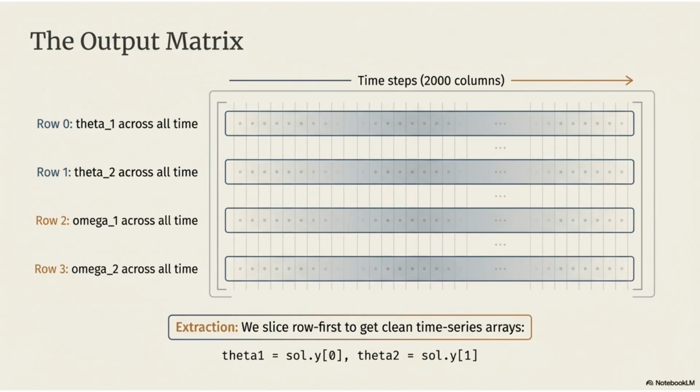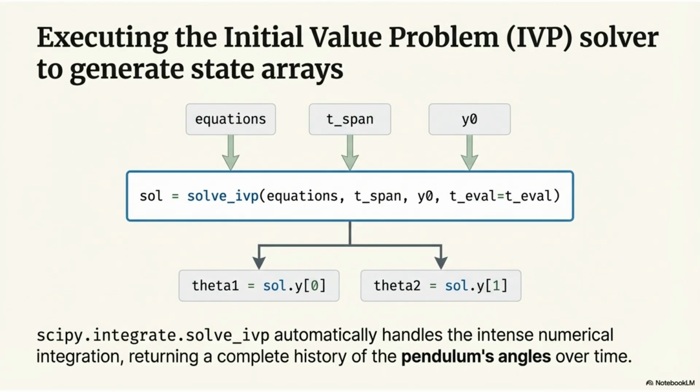The solver returns an output matrix where each row represents a state variable over all time steps. We extract the angular position data by slicing row first to get clean time series arrays. The scipy.integrate.solve_ivp function automatically handles the intense numerical integration using the equations function, the time span, and initial conditions, returning a complete history of the pendulum's angles over time.